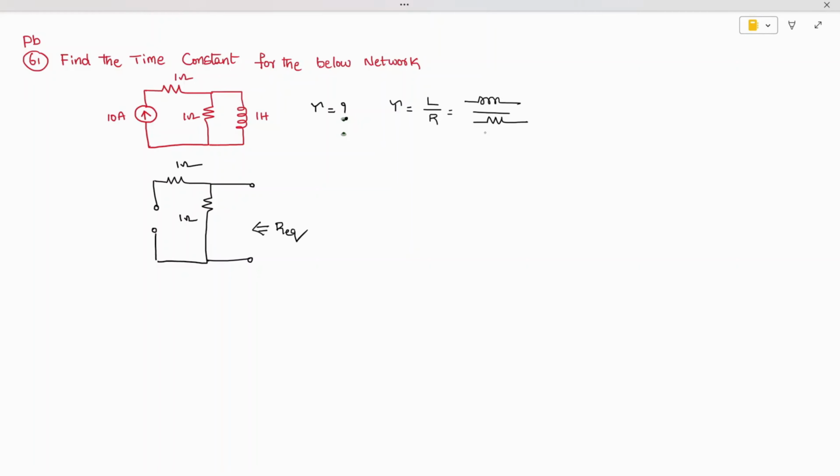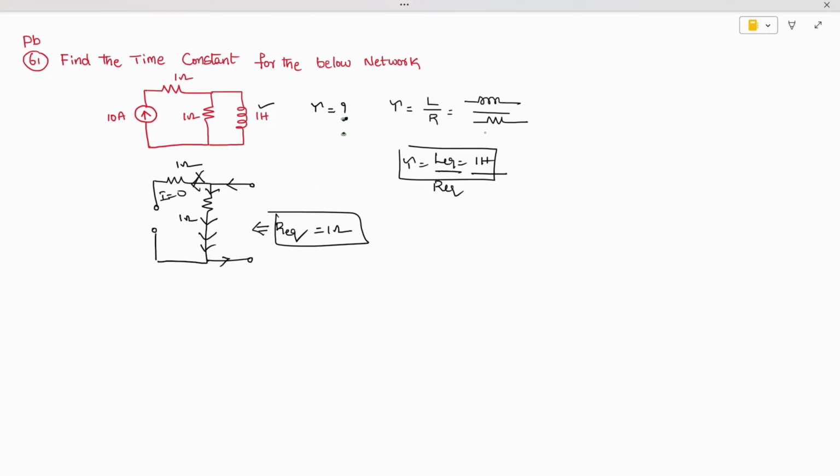And from the open circuited terminal, find out R equivalent. From the problem itself, we're able to understand L equivalent is nothing but the given only one inductor, which is 1 Henry. So L equivalent is 1 Henry; R equivalent we need to find out. The current will flow in this branch only, because current will not flow in this branch since it is open circuited. Therefore the resultant resistance is only 1 ohm. Therefore R equivalent is equal to 1 ohm.